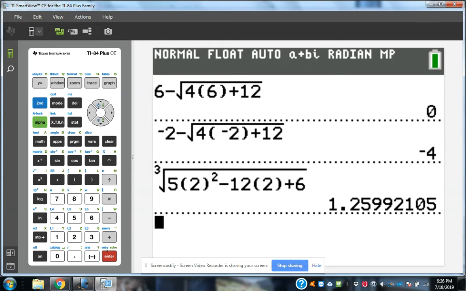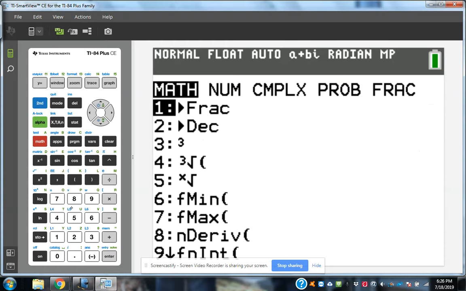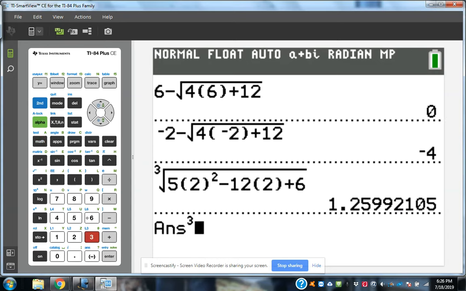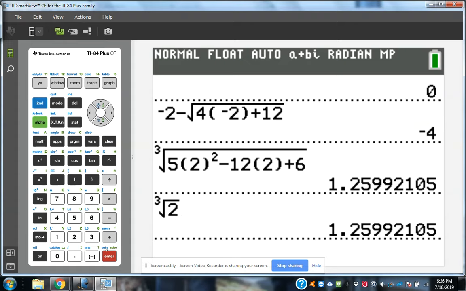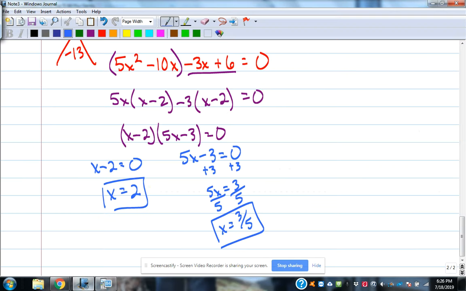And then on the other side of the equation was the cube root of x. Well, so I'm going to do the cube root of 2. So math, cube root of 2. Hey, it's the same decimal. So that means the 2 works for sure. All right, so I'm going to check by that. I know it worked.